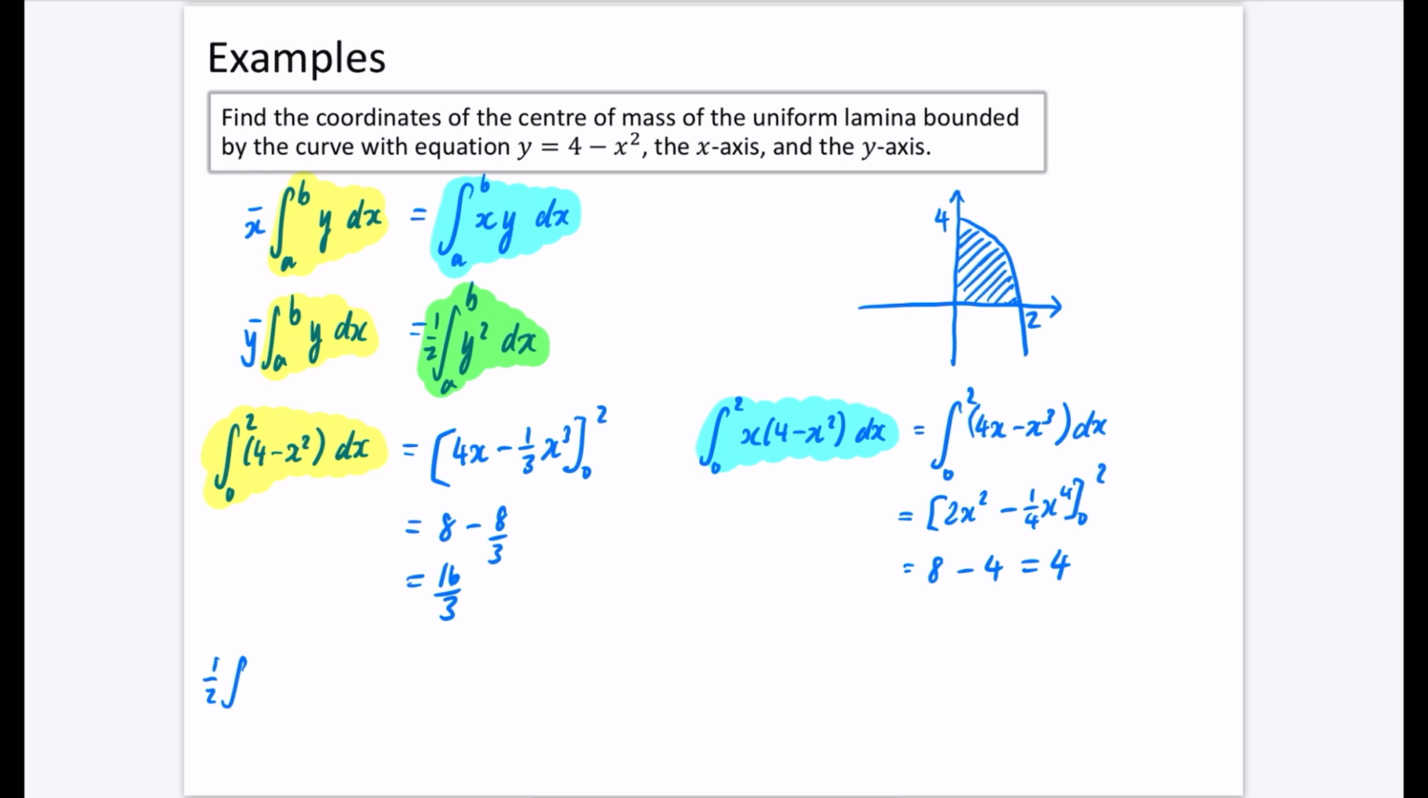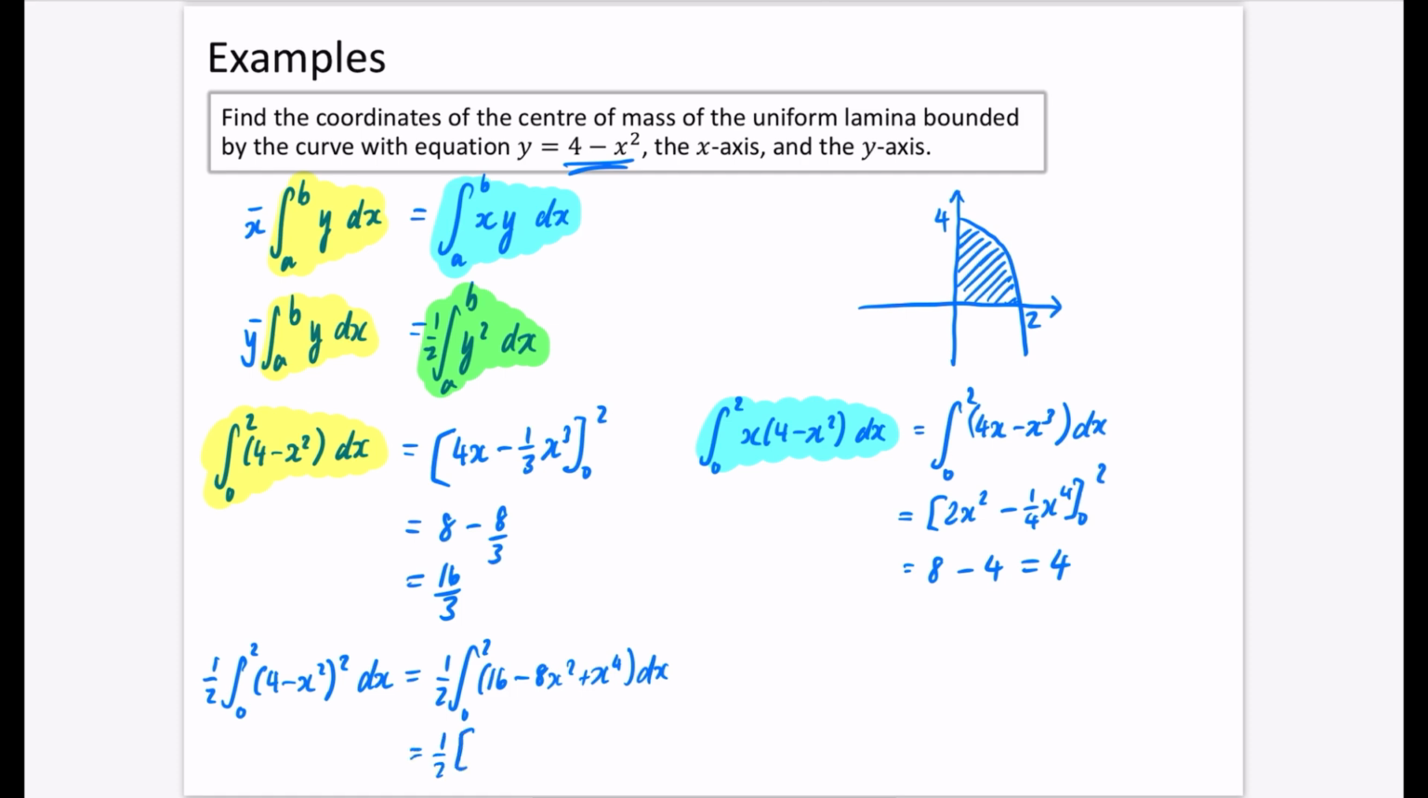Now my y squared is going to be (4 minus x) all squared, and that's between 0 and 2. So I'm going to expand the brackets to be able to actually allow me to do the integration. So it's going to be a half of 16 minus 8x squared plus x to the power of 4 dx between 0 and 2.